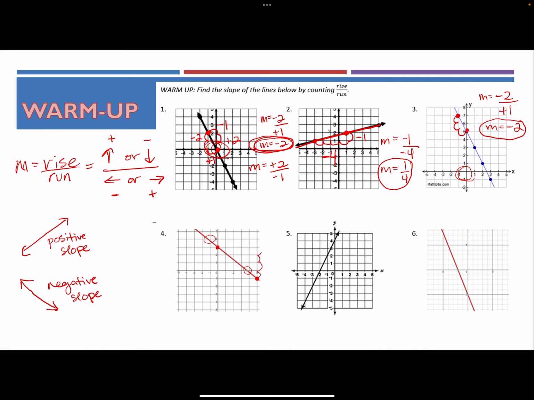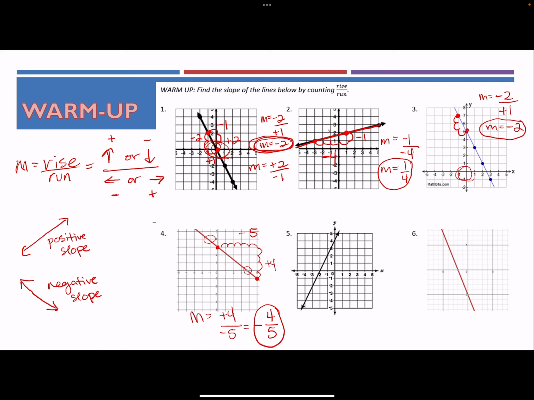1, 2, 3, 4. And I went up, so my slope is positive 4 over, and then 1, 2, 3, 4, 5. Because I went to the left, it's a negative. So my slope is negative 4 over 5, because a positive over negative simplifies to a negative. And if I look at the line from left to right, it's going down. Let me look at number 5.